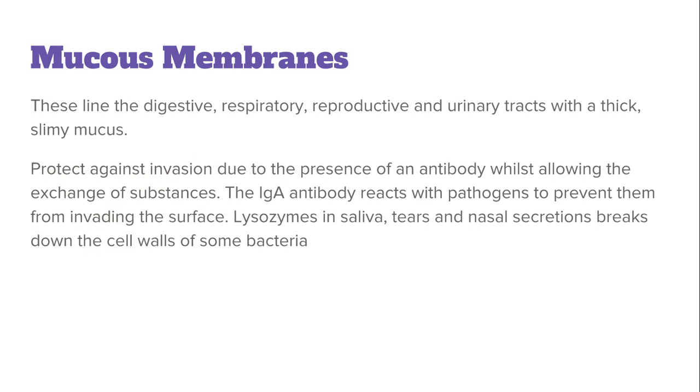A second example are mucous membranes, and these are membranes that line the digestive, respiratory, reproductive, and urinary tracts with a thick layer of slimy mucus. The way in which they protect against invasion is because of the presence of an antibody, which does allow the exchange of substances across this layer, but it does protect against invasion. So this IgA antibody reacts with any pathogens to prevent them from invading the surface.